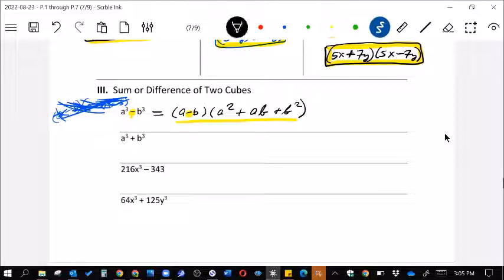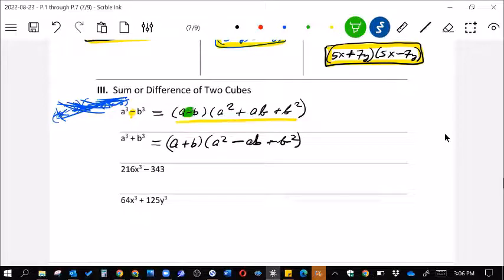Now let's look at when it's positive. I need to clear that up, give myself more space. That's A plus B, A squared minus AB plus B squared. They're the exact same except for the sign. Where you put the plus and the minus is the only difference between them. So your job is to identify the A and the B and then multiply things out.